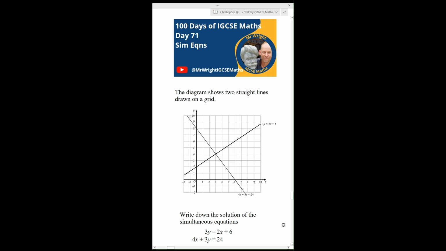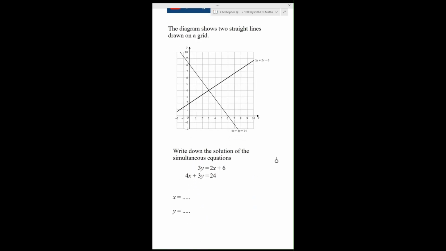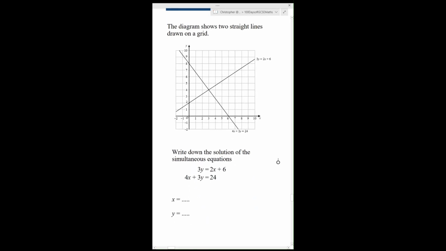Okay, so I need to write down the solutions for these simultaneous equations. And I've got both lines drawn on the grid. So the solution is going to be where the lines cross. So they cross at the point 3, 4. So the solution is going to be x equals 3 and y equals 4.